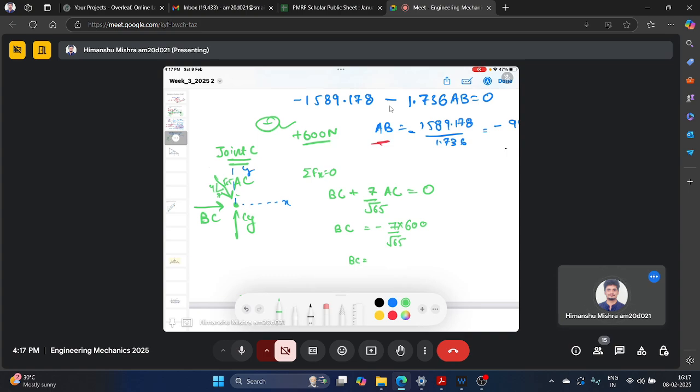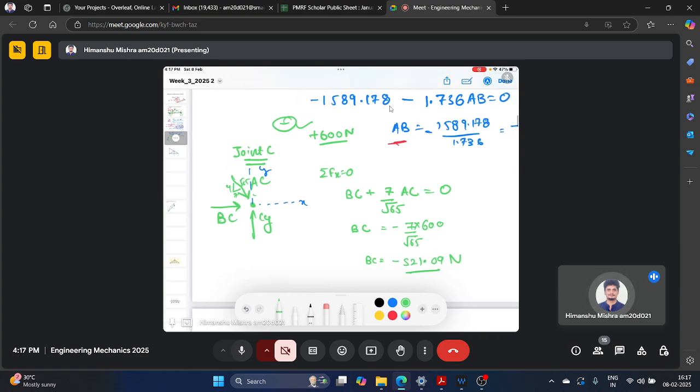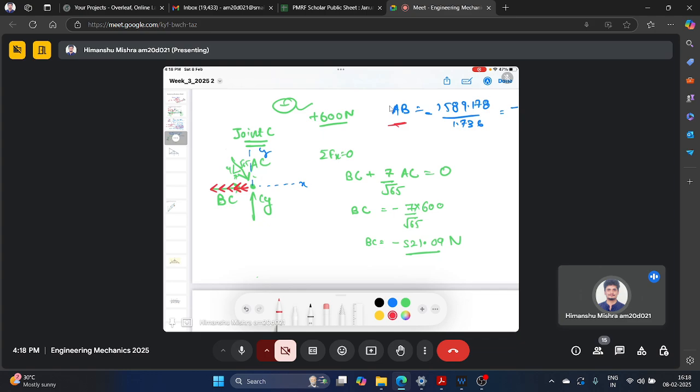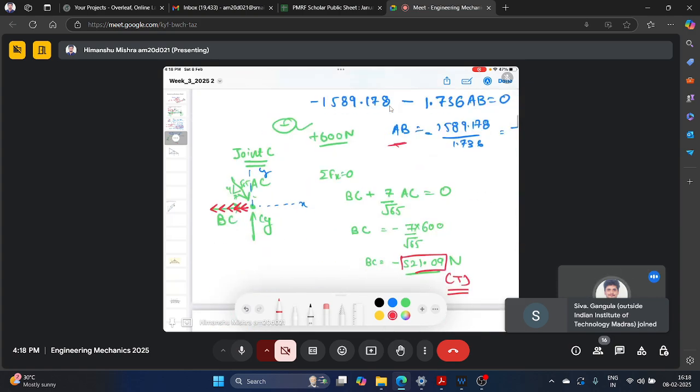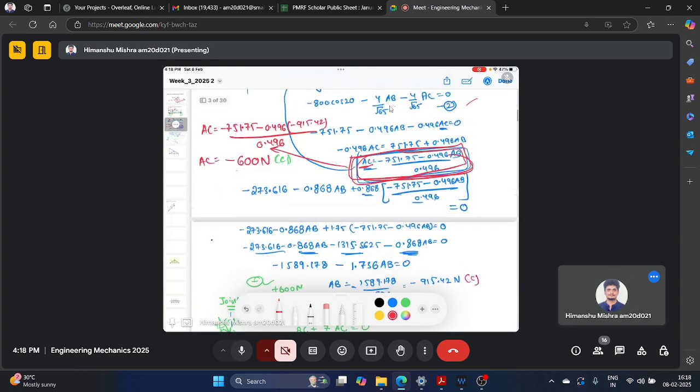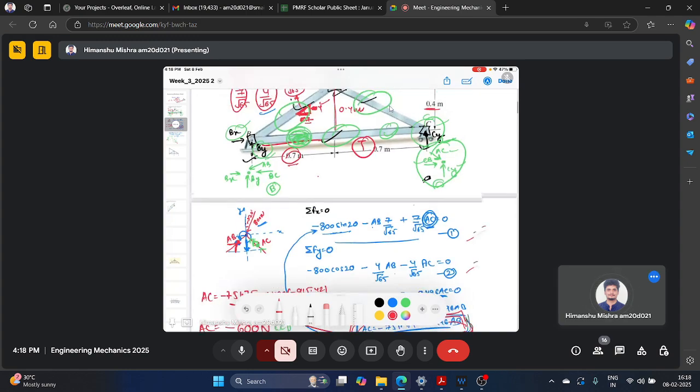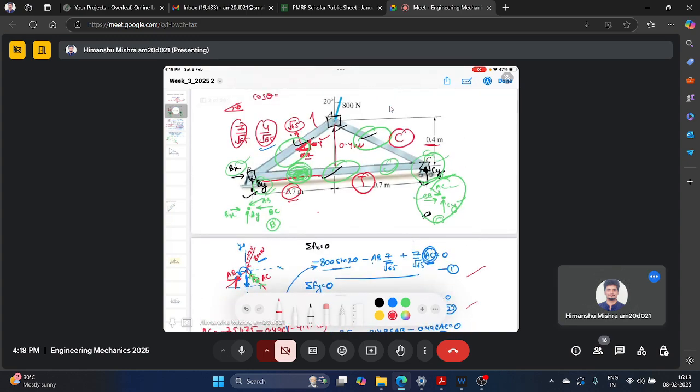So it will be minus 521.09 Newton. And since this is minus, again our assumed direction is incorrect. So it should be away from the joint. Since it is away from the joint, it is a tensile force, and the magnitude is 521.09. So this is tensile, this is compressive, and this is also compressive.